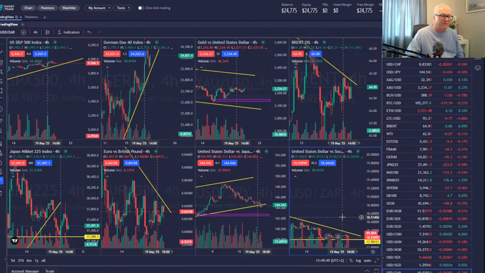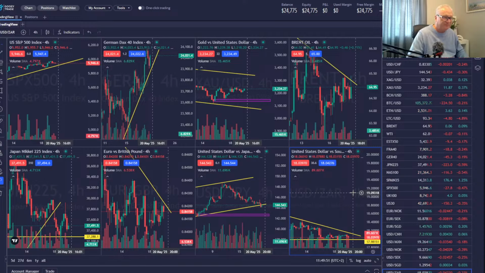United States dollar, South African rand. I still got to see what's going to happen with this one.